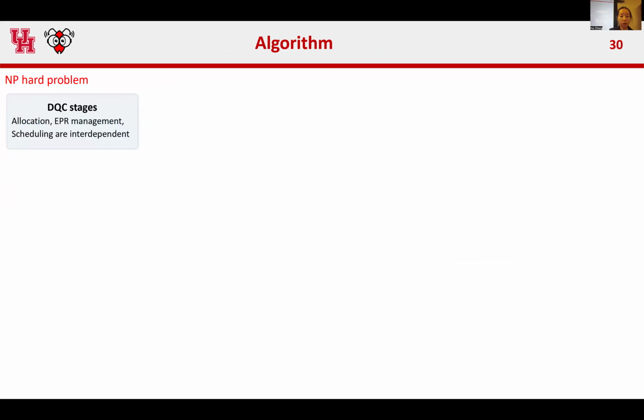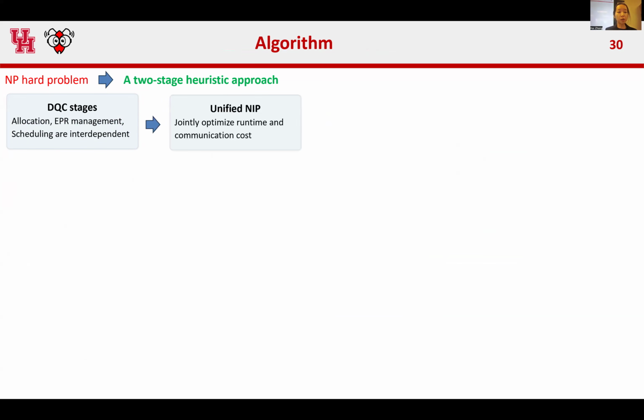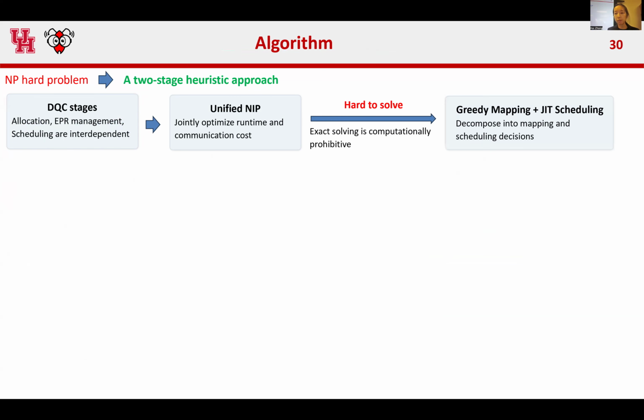So how can we solve this NP-hard problem? In our method, we use a two-stage heuristic approach. The DQC stage we formulated as a unified NIP, and we know it is hard to solve because exact solving is computationally prohibitive. Here is our algorithm. We use two steps: one is called greedy mapping, and one is called JIT scheduling, to decompose into mapping and scheduling decisions.